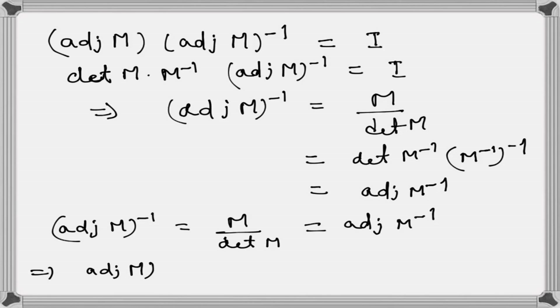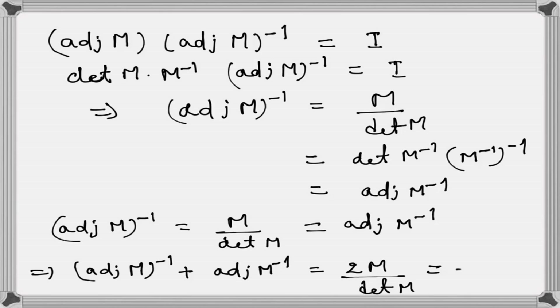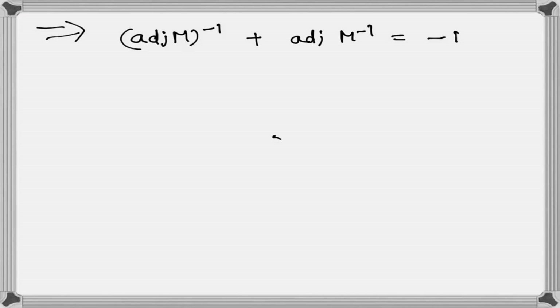Okay, so this means adjoint M inverse plus adjoint of M inverse is equal to 2M upon determinant of M, and the determinant of M is minus 2, so this is equal to minus M. So this is what we wanted to prove, right? So let me just write the last line: adjoint M inverse plus adjoint of M inverse is equal to minus M. So hence proved.